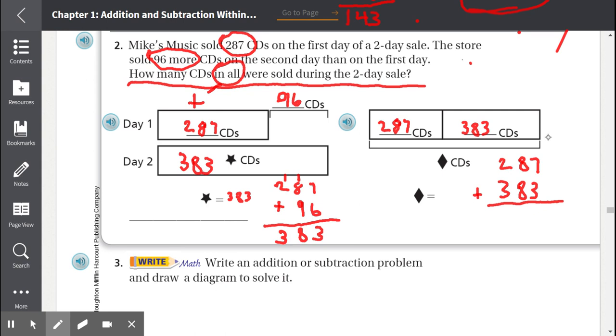We start adding the ones. 7 plus 3 equals 10. We carry our 1. 1 plus 8 is 9. And 9 plus 8 is 17. We carry our 1. 1 plus 2 is 3. 3 plus 3 is 6. So 670 was the total.